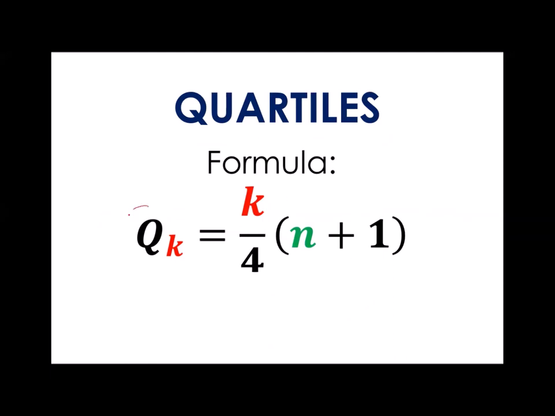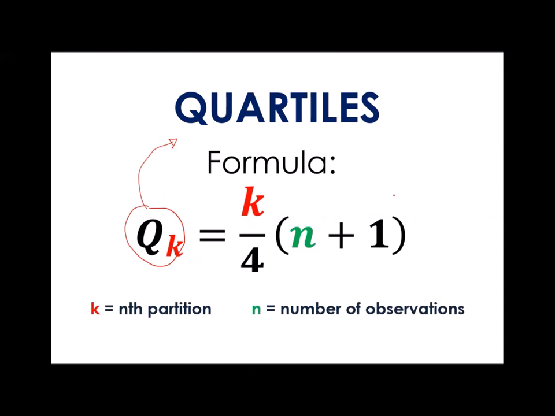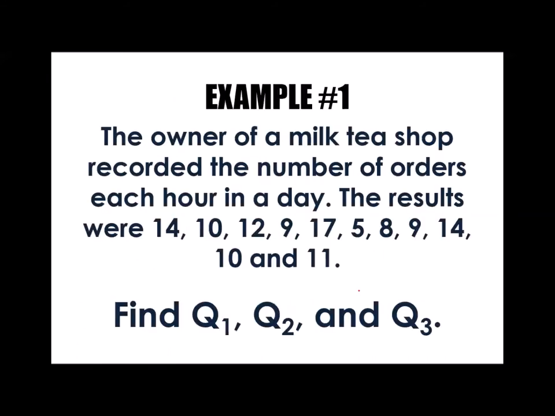Now, the Q sub k here represents the quartile. So, yan yung symbol for the quartile. Now, what is k and n? K means the nth partition. Pang ilang quartile ang ating pinag-uusapan? Eh, di ba meron tayong Q sub 1, Q sub 2, and Q sub 3. Now, yung 1, 2, and 3 na yan, those are the values of k. So, nakadepende yan. And then, the value of n is the total number of observations o ilan lahat yung data set na meron tayo. So, to make it clear, let's have an example.